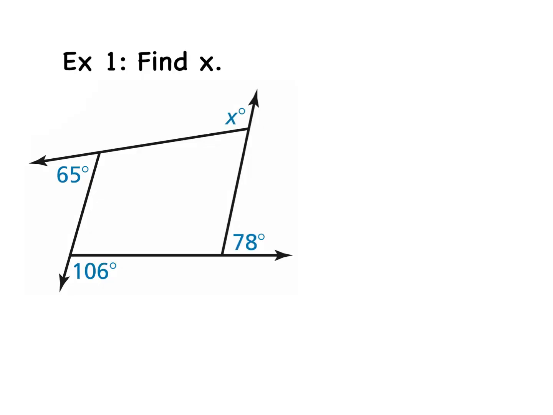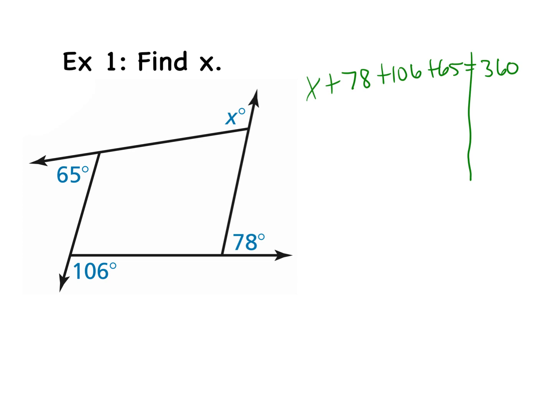Number 1, find x. Okay? So we know that these are all exterior angles because exterior is where? Outside. Interior is where? Inside. Okay? So we're working with the exterior, so we're going to add these all up. x plus 78 plus 106 plus 65. And what do we say exterior all adds up to equal? 360.